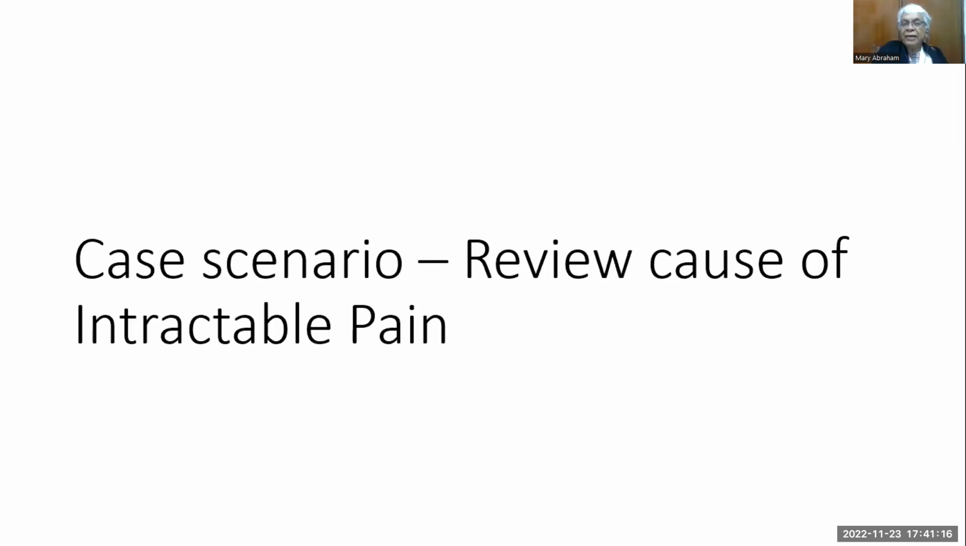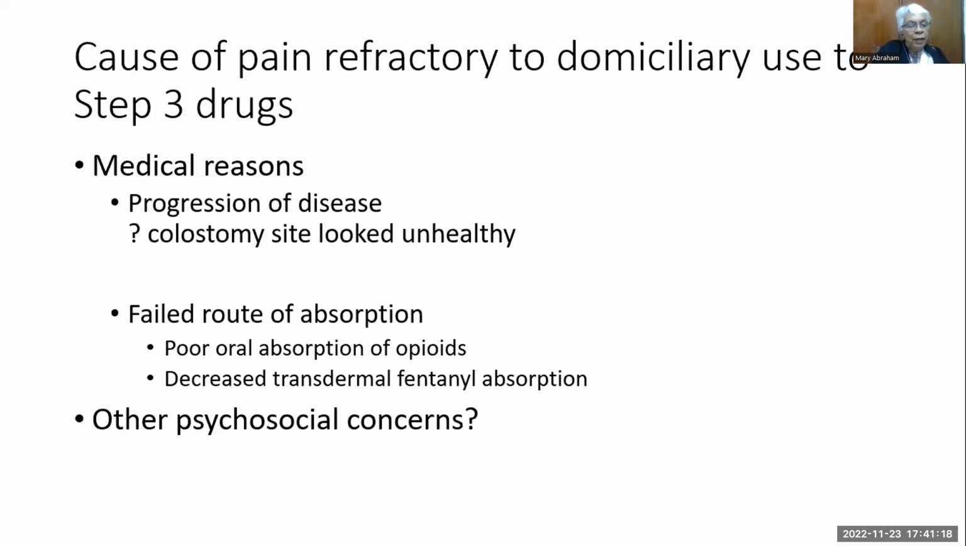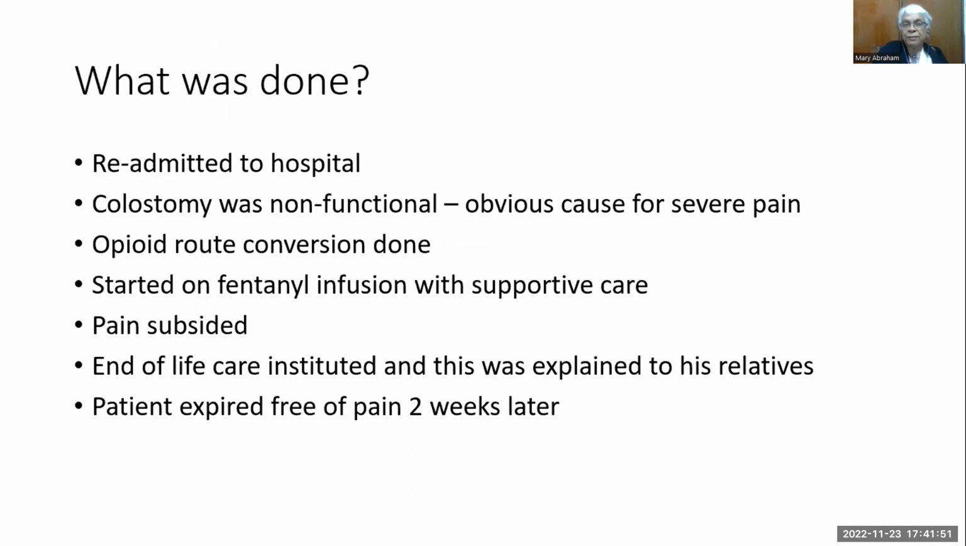So let's come back to our case scenario. Now, this patient had pain that was unresponsive to the step 3 drugs that we were giving, that is oral and transdermal patch, right? So what were the possible reasons? The medical reasons were, could there have been a progression of disease? And the colostomy that he had, the site definitely looked unhealthy. Or is there a failed route of absorption? In this case, it was a transdermal fentanyl. Was it not getting absorbed, or were there other psychosocial concerns?